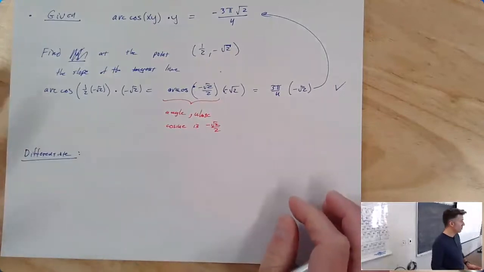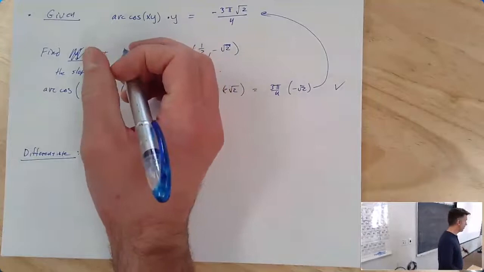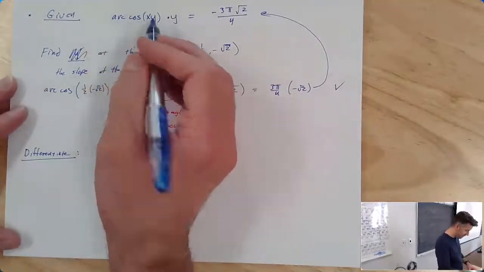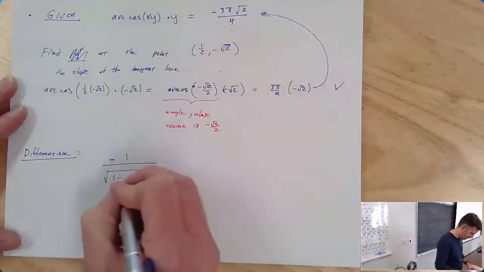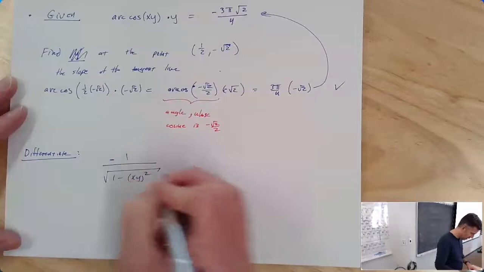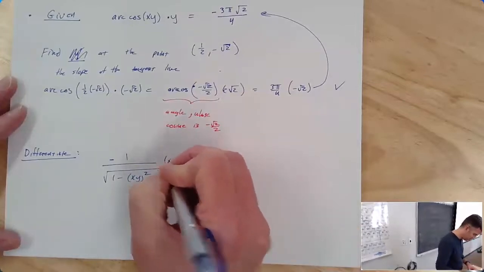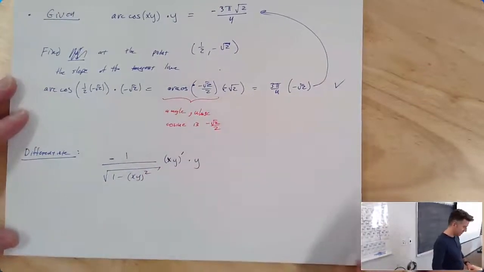Okay, so the arc cosine of x has a derivative that is negative 1 over the square root of 1 minus x squared. The derivative of the arc cosine of some stuff is going to be negative 1 over the square root of 1 minus our stuff squared times the derivative of that stuff, which I'm just going to leave as is for a moment, times y. So I have to use the product rule here.